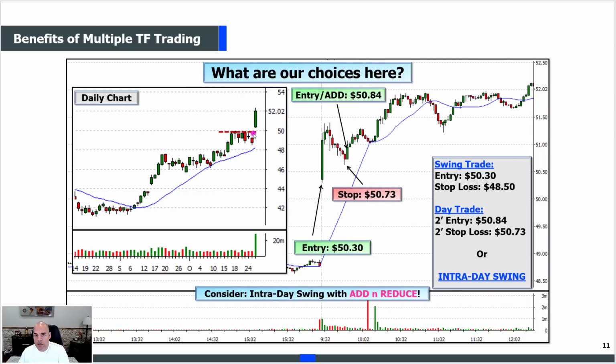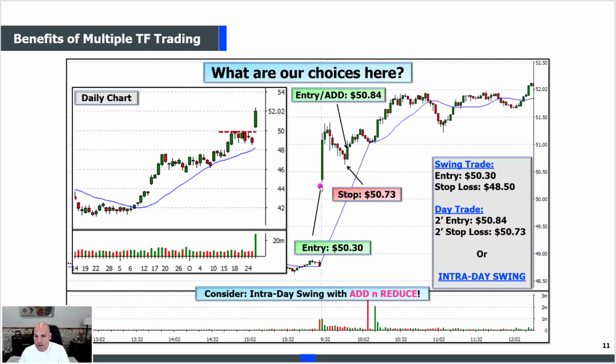And then, boom, the stock rips to 51.25. You're already up $2 now. Right? You're up over $2 on twice as many shares. And here's the beauty. It pulls back and boom, the magic happens. You can add right here at 50.84 and raise your stop to either 50.73 or 50.30. Wow.